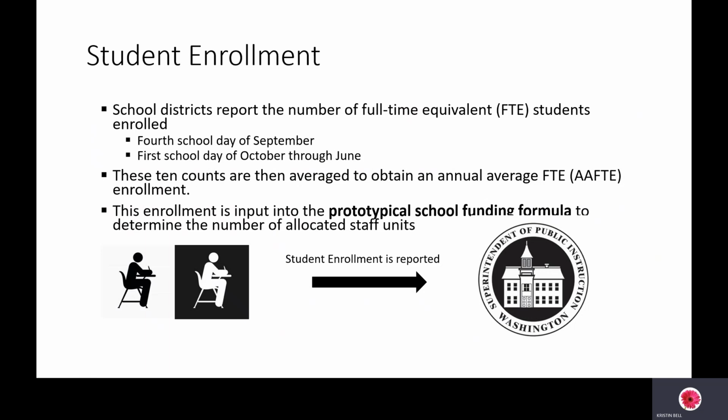And then once they identify that AAFTE, they plug that number into their prototypical school funding formula, and that kicks out a number of allocated staff units. And if you recall at the very beginning when I talked about the acronyms, those certificated instructional staff are units. They're not like people or actual FTE. It's a different measurement that they provide. So just the graphic there, your enrollment, we send that off to OSPI, and then they put it into their prototypical and kick back how many units they will fund us on.